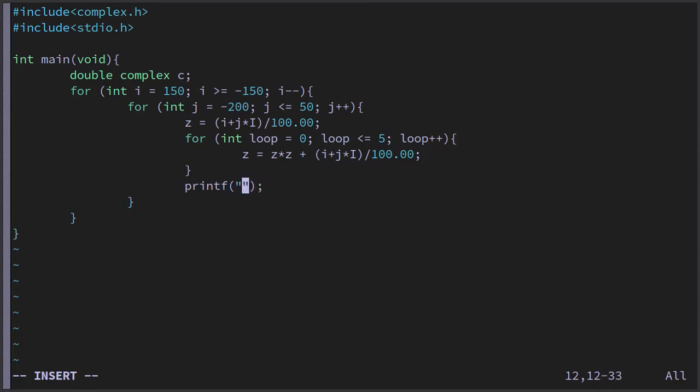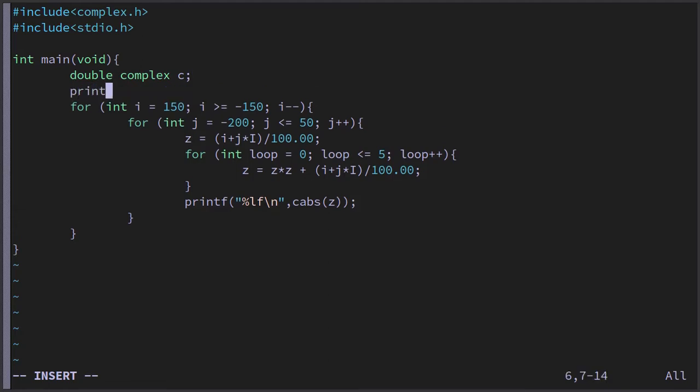And then each time we print the value of z, the absolute value of z, not its actual value. And here we print the header for a PBM file, which we are going to use as the image output.